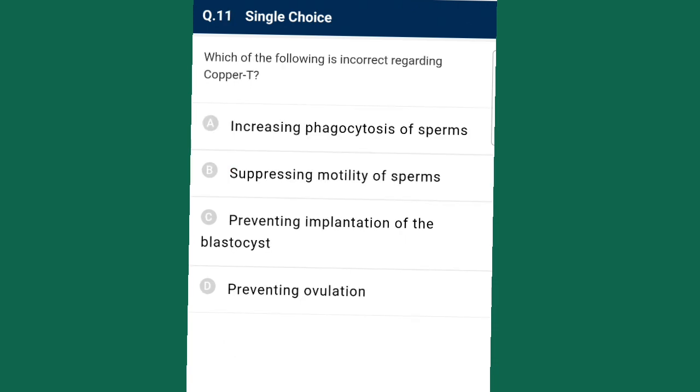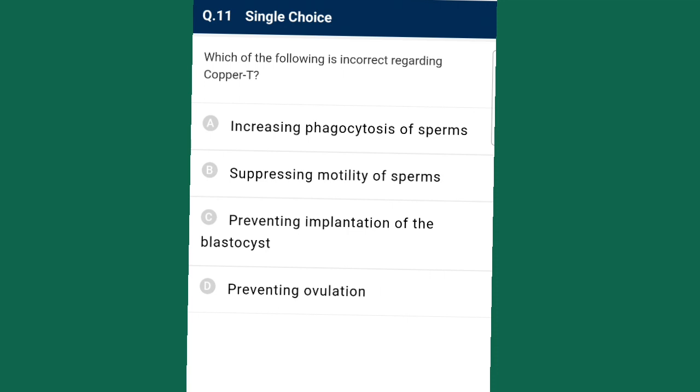Question number 11. Which of the following is incorrect regarding copper T? Intrauterine devices or contraceptives are inserted by doctors or expert nurses in the uterus through the vagina. Copper releasing IUDs such as copper T act by increasing phagocytosis of sperms within the uterus, and the copper ions released suppress sperm motility and the fertilizing capacity of sperms.